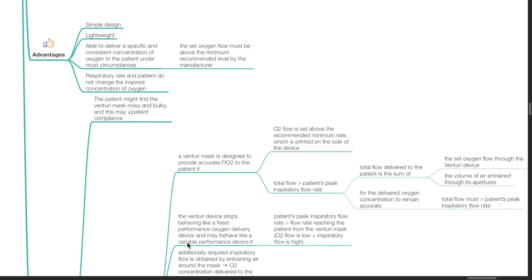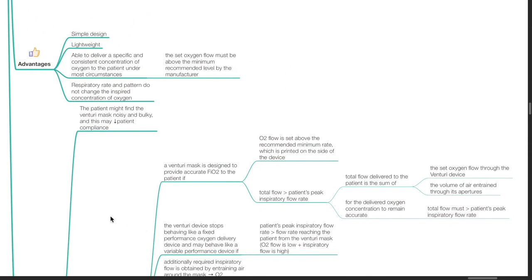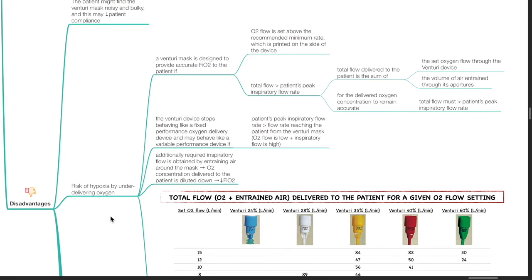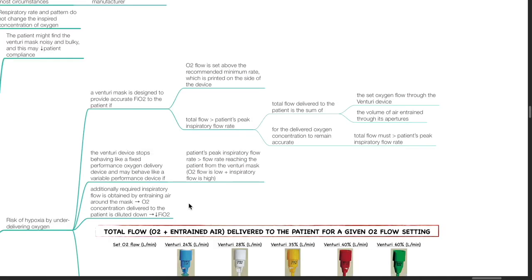Disadvantages. The patient may find the Venturi mask noisy and bulky, and this may reduce patient compliance. There is risk of hypoxia by under-delivering oxygen. A Venturi mask is designed to provide accurate FiO2 to the patient if the oxygen flow is set above the recommended minimum rate, which is printed on the side of the device, and when total flow exceeds the patient's peak inspiratory flow rate. Total flow delivered to the patient is the sum of the set oxygen flow through the Venturi device and the volume of air entrained through its apertures.